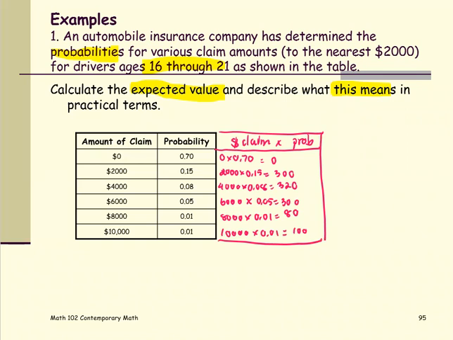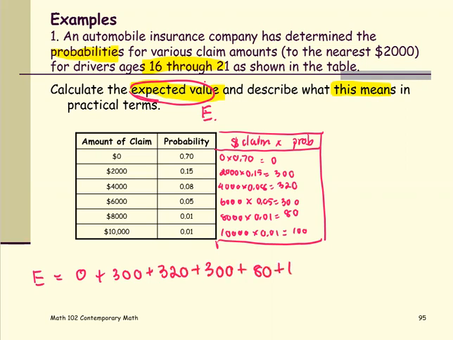And then we're going to find the sum of this column. That is the expected value. And the notation for expected value is the letter E. So the E, or the expected value, is 0 plus 300 plus 320 plus 300 plus 80 plus 100. And the sum of these numbers is 1,100.